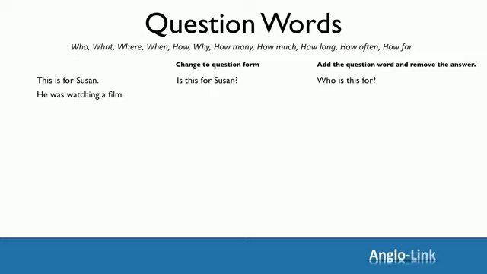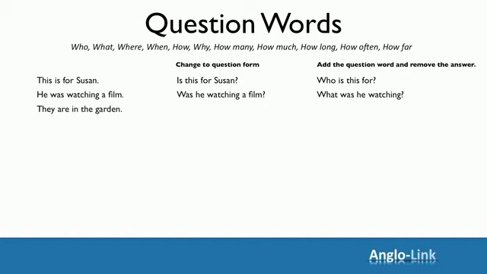He was watching a film. Let's ask a question with what. Change to question form. Was he watching a film? Add what and remove a film. What was he watching?